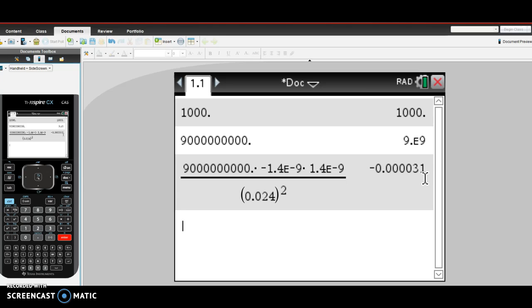So you could express that as negative 3.1 E negative 5, that's times 10 to the negative 5th power. Press enter, it'll even expand it for you to see it in standard notation versus scientific notation.